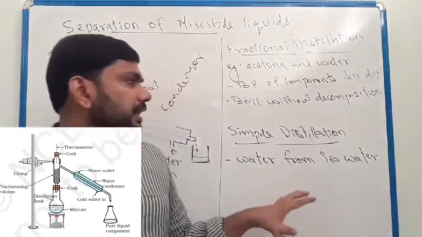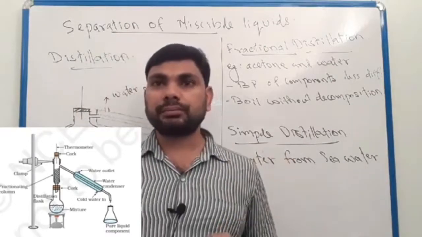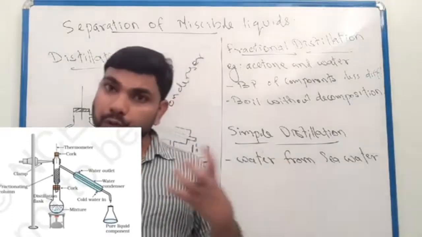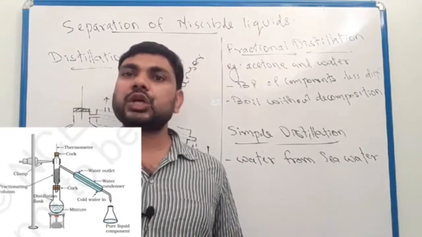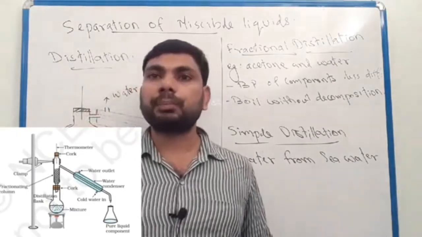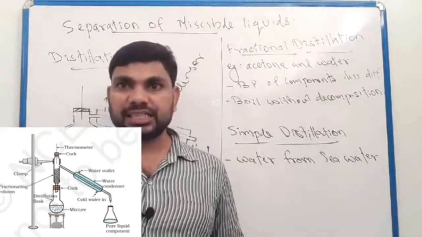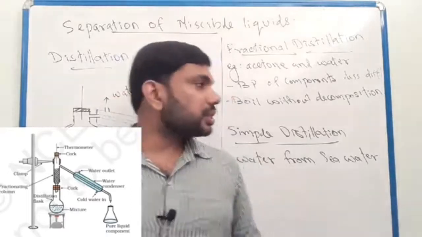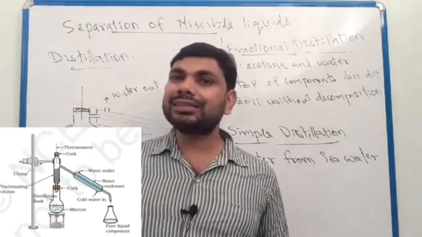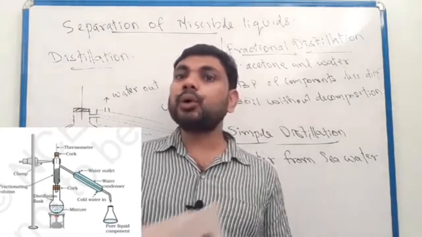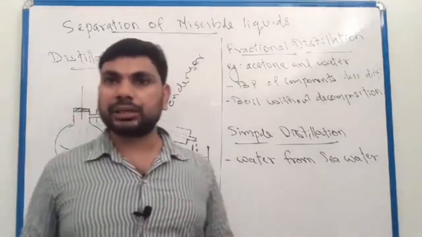An example for simple distillation is seawater. We want to obtain pure water from seawater. So we will heat very strongly, the water will change to water vapor, and we can collect pure water after condensation. This is simple distillation. All impurities will stay in the distillation flask. Their boiling point difference is much bigger, so we have to use simple distillation.